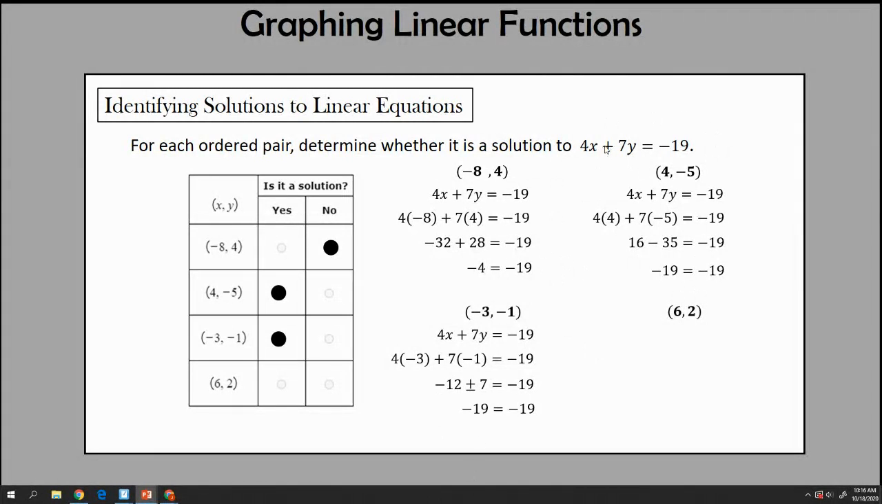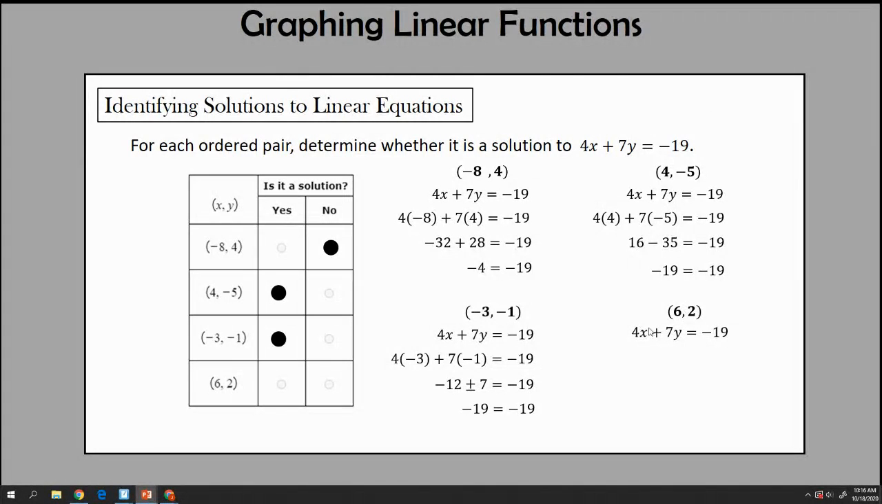Okay. 6, 2. You got to check them all, guys. If one happens to be right, that doesn't mean the other ones aren't. These could all be yeses. There's an unlimited number of ordered pairs that are answers to this equation. So you can't assume if you get one, you're done. You got to check them all.